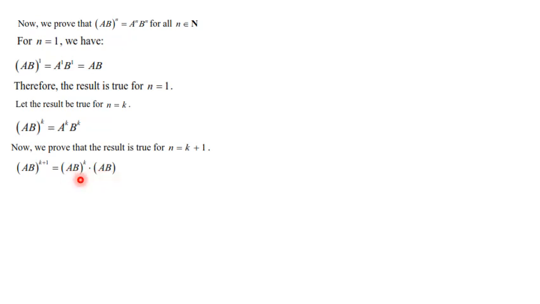Then (AB)^k, it is calculated and kept here. That is A^k into B^k by our assumption. A^k into B^k into AB. Next we have to regroup it. That is, this B^k and this A we have to take together by using the associative property. So A^k into, next two we are taking together, and the balance B just keep as it is.